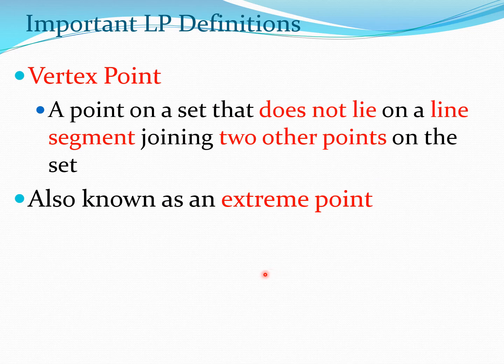Now let us define a few terms which are widely used in linear programming, starting with the vertex point. A vertex point is a point on a set that does not lie on a line segment joining two different points on the set, and it's also known as an extreme point. So that's a basic fact to remember. It doesn't join 2 points on the set.